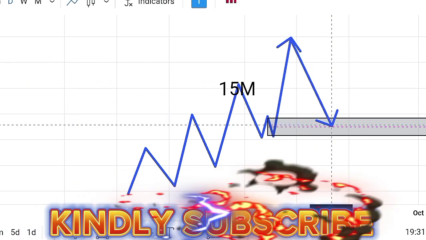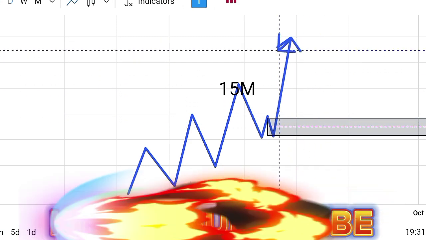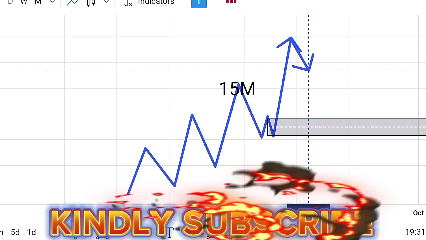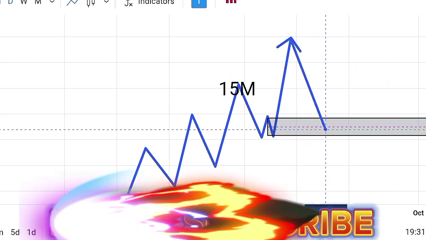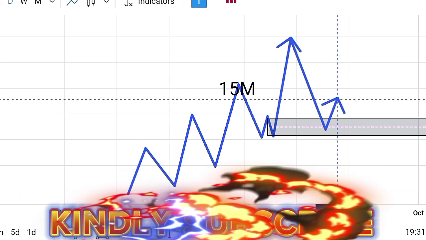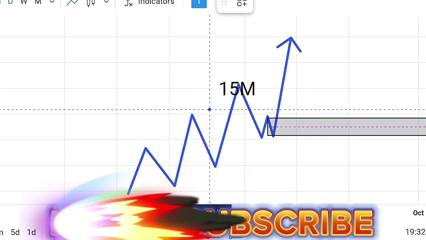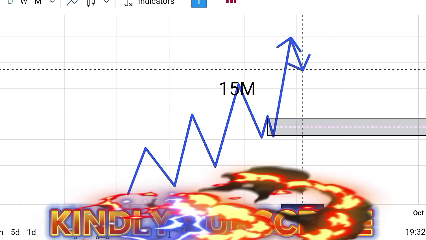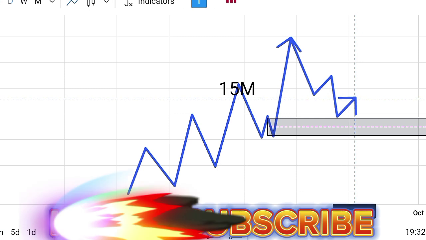You see? So what? Map the origin that caused the break of structure, and wait for the price to do what? To tap into this zone. Let it tap into this zone, like this. Let it form a structure like this. Tap into this zone.